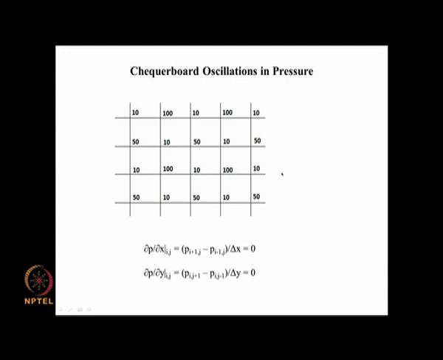100, 10, 100, 10 like this, and 50, 10, 50, 10 in this direction, it does not matter what the numbers are. If there are fluctuations like this in pressure, then the velocity field will not respond to this, and it is impossible to get rid of these kinds of pressure variations through changes in velocity, and these pressure variations will be there in the final solution. And so that is one of the problems, and we need to get rid of this.